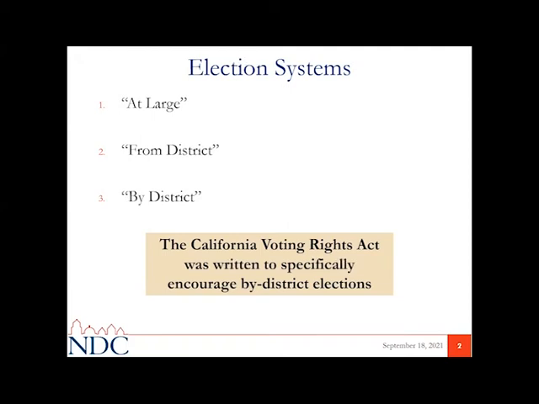Did you want an explanation of the slide, or do you just want to see it? Yeah, explanation. So this is just explaining the different election systems that a city could have. Arroyo Grande has been using the at-large system. There's a hybrid system called the from-district system, but the only system that is legally safe under the California Voting Rights Act is the by-district system. That is where you have a council member who has to live in a certain area and can only be voted on by residents of that area.